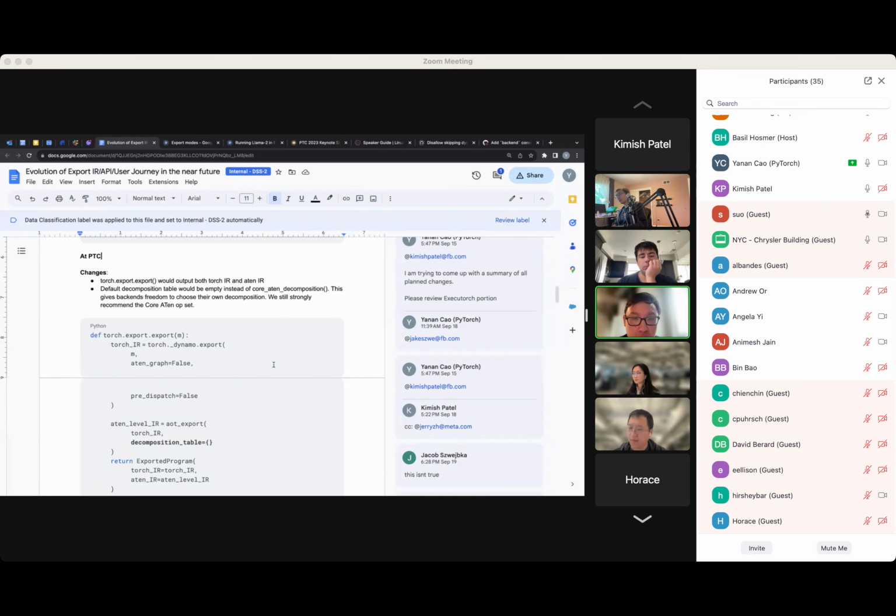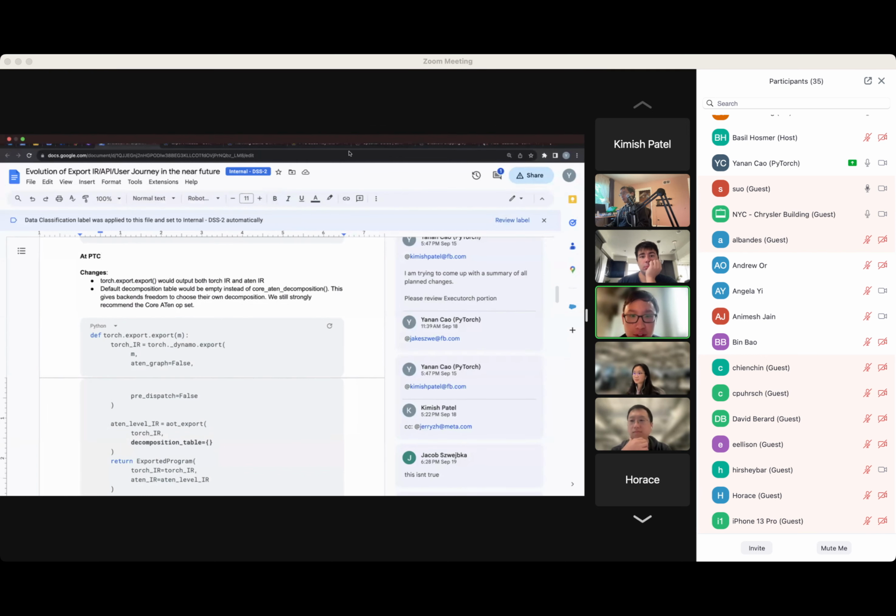you do kind of want the first stage IR, the thing produced by our front ends, to be flexible enough that backends can actually decompose based on what they want, right? Like if you want to keep a certain thing. The only question in my mind is, should that be pre-dispatch IR or should that be torch IR?